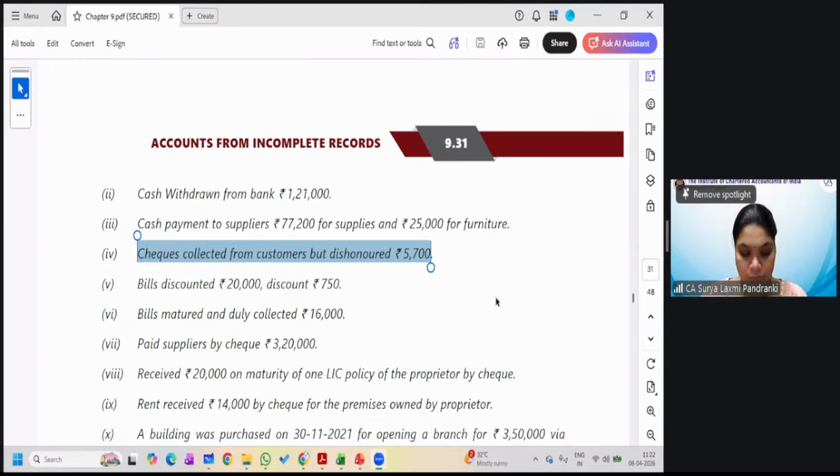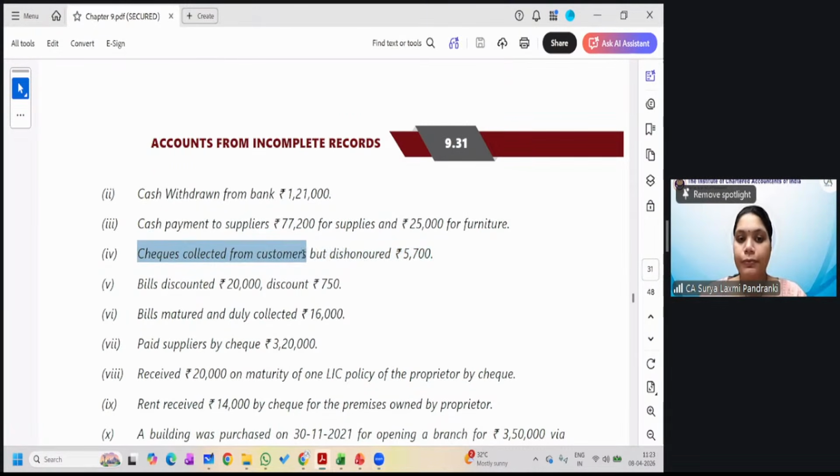Those checks are collected from the customers, for the debtors. Whatever supplies they made, they have collected the check. That's been deposited in the bank. Due to insufficient funds, it is declared as a dishonor. Which means cash or bank is received from the customer, correct? When a check is received from them, you write it as a payment that is done. But once it is dishonored, you will have to reverse it. Agreed, everyone? Yes, ma'am. Okay.